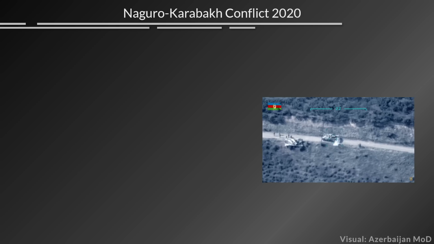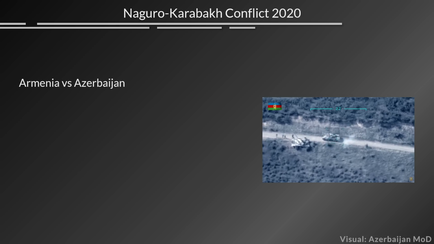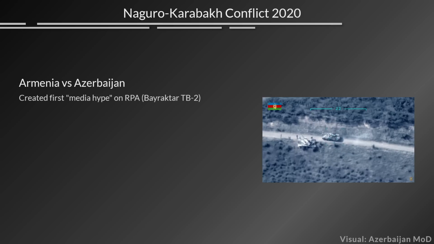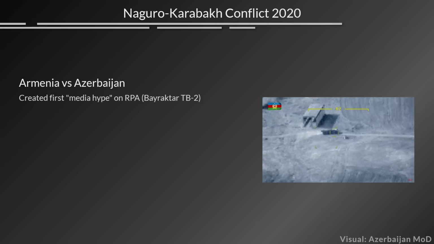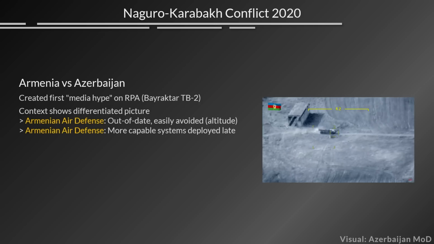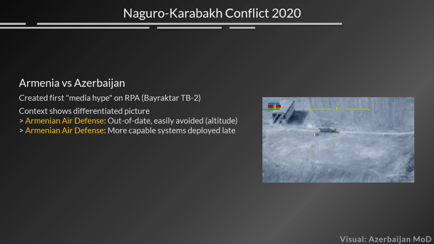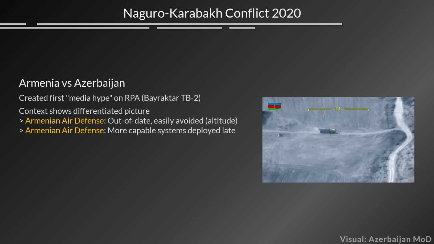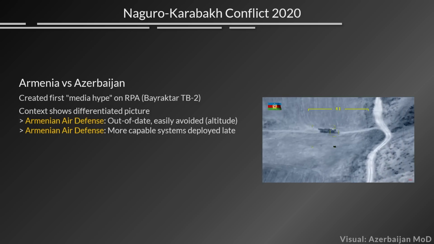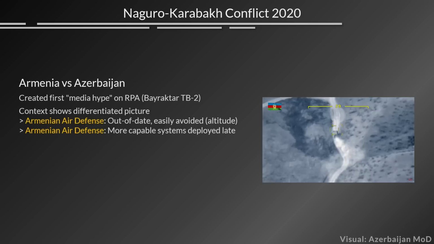And a very similar situation happened in the Nagorno-Karabakh conflict between Armenia and Azerbaijan. While this conflict arguably created and cemented this idea of a paradigm shift towards RPAs as the end-all be-all in some circles, the success of systems like TB2 can once again be found in the context. We now know that Armenia fielded their frontline air defenses very poorly, and in the cases where this wasn't the case, they were out of date and unable to challenge Azerbaijani TB2s.